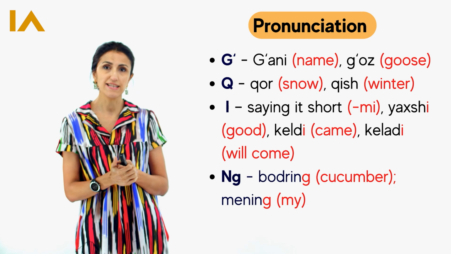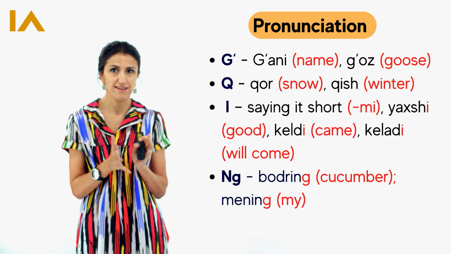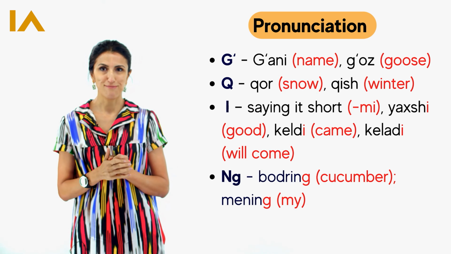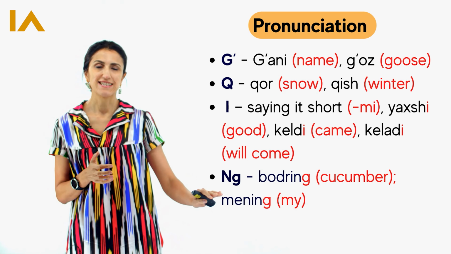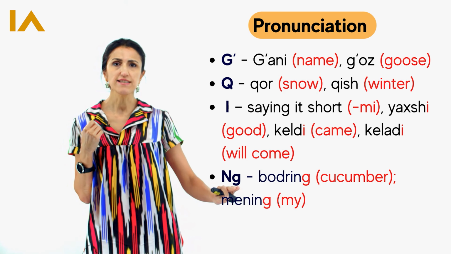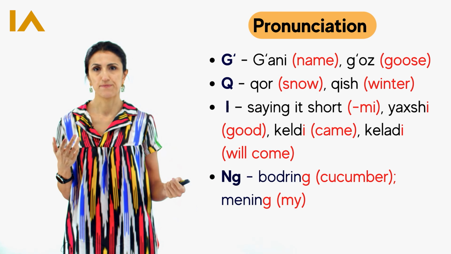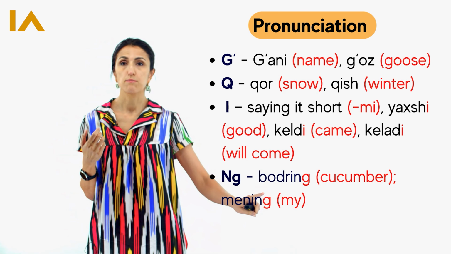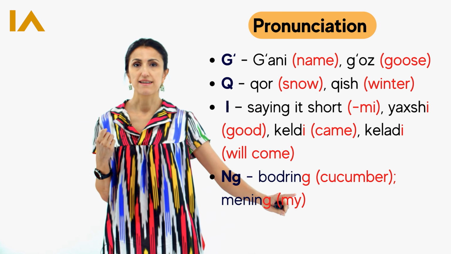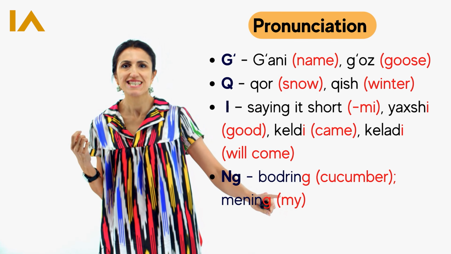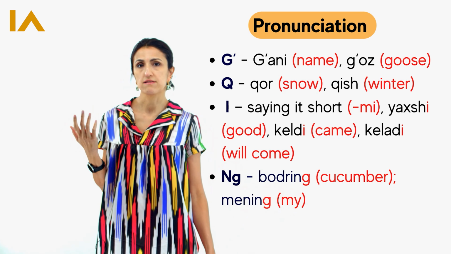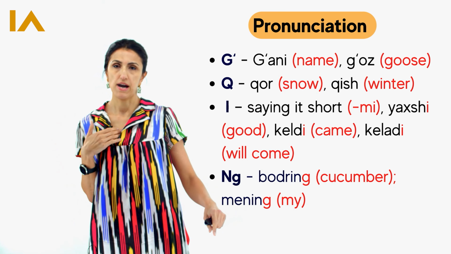Okay, and the last one in this list, in this short list, okay, I could have made a whole lesson about pronunciation, but wait for it, please, is ng sound. So this is digraph from our alphabet, and the G sound, g, is silent. For example, when we say cucumber, bodring, bodring, the G is silent. G, bodring. I'm not saying bodring. No, you can't hear it. Bodrin. It's actually just n. Bodrin, meaning my or mine.